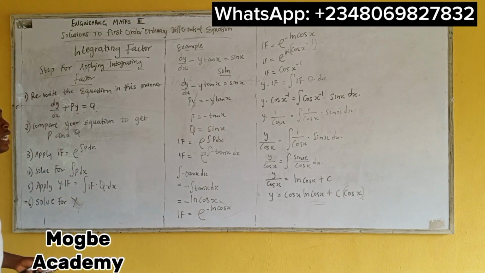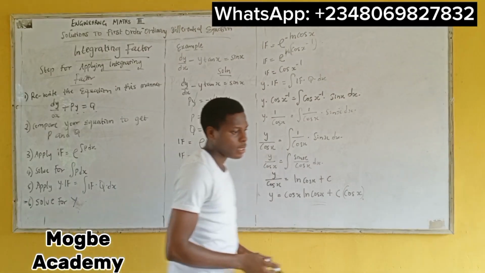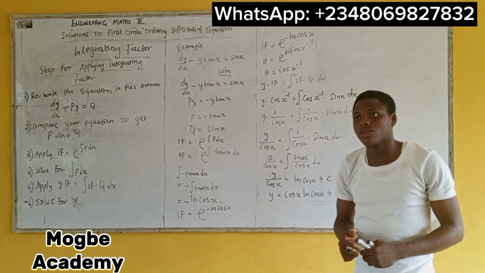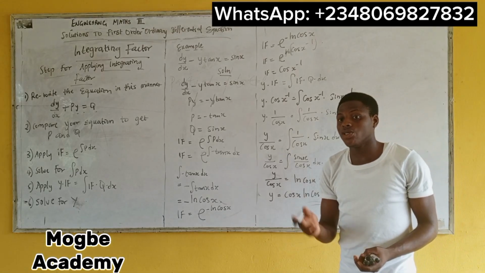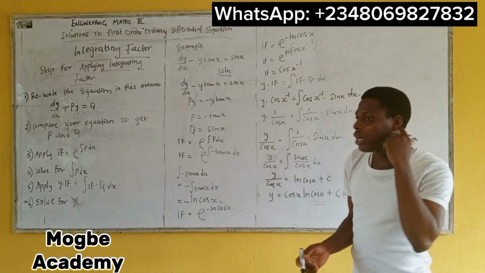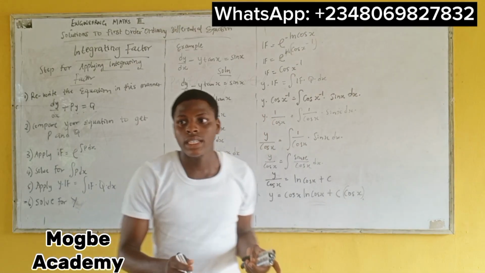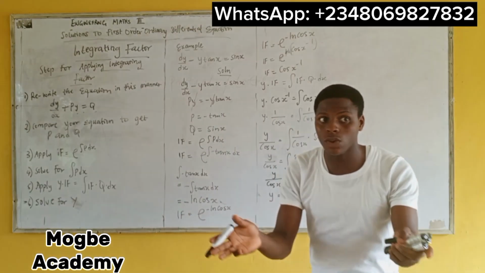dy/dx minus y at x equals sine x. Now, sometimes you'll be given boundary conditions to solve using an integrating factor. How do we tackle that? Let's take an example that has to do with boundary conditions, so we can understand what we are doing better.